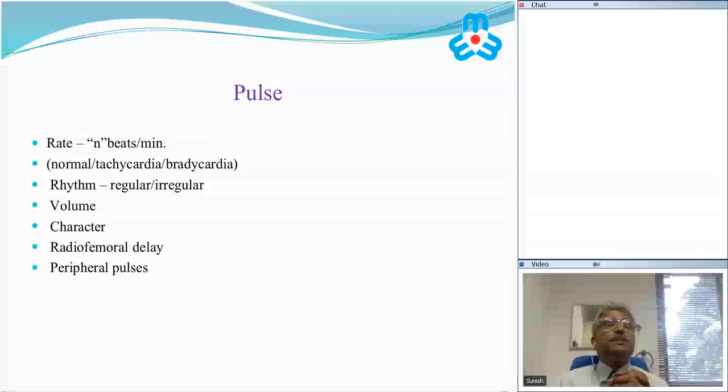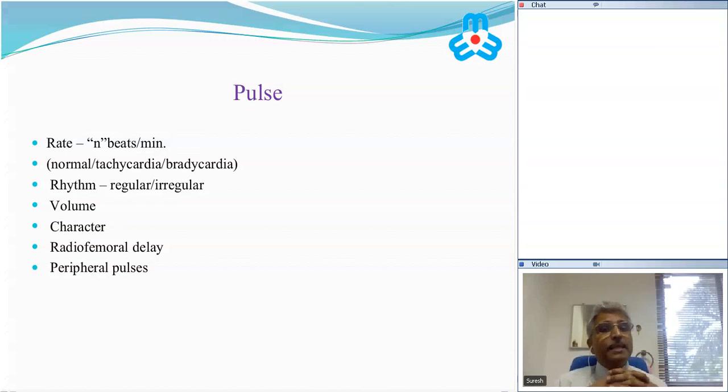Or is it bradycardia? In pediatric practice, in relation to age, you need to say whether it is normal or not. For instance, the pulse rate of 140 in a newborn is normal, whereas the pulse rate of 140 in an older child would be sinus tachycardia or an abnormal rhythm.